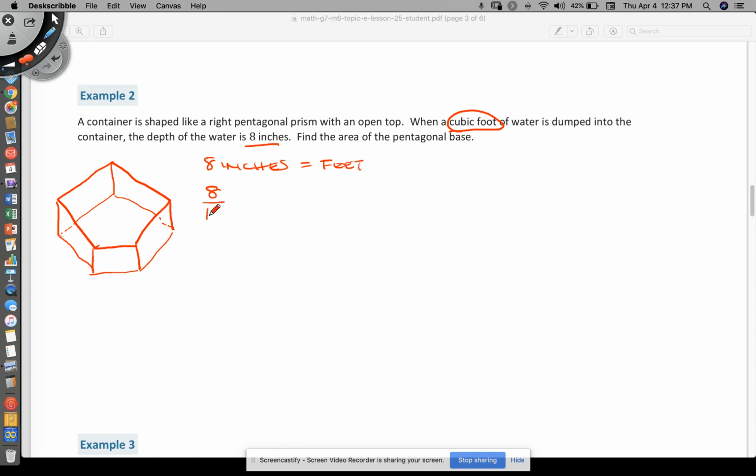So I'm going to do 8 divided by 12 because there's 12 inches in a foot, and that gives me 2/3 of a foot. So my depth will be 2/3 of a foot. So now when I go to find the volume, we're going to take the big B times the H. All right? Big B is the area of the base. So whenever you see this big capitalized B, because normally it would just be base times height, when you see the capitalized B, that means the area of the base, the length and the width already put together for you.